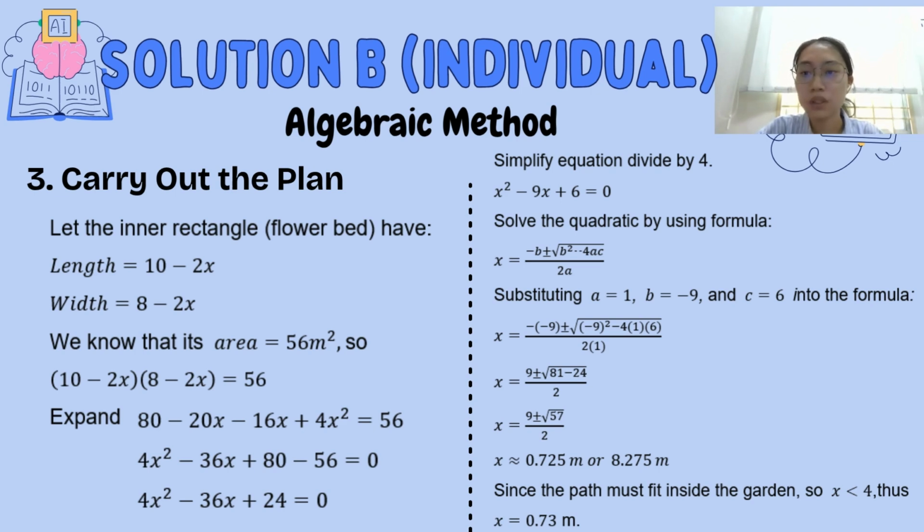Then we know that the roots are not whole numbers after trying to factorize it, so we use the quadratic formula. By substituting a equals 1, b equals negative 9, and c equals 6 into the formula, we get x equals 0.725 meters or 8.275 meters. Since the path must fit inside the garden, we reject 8.275 meters because x must be smaller than 8. Thus, x equals 0.73 meters.